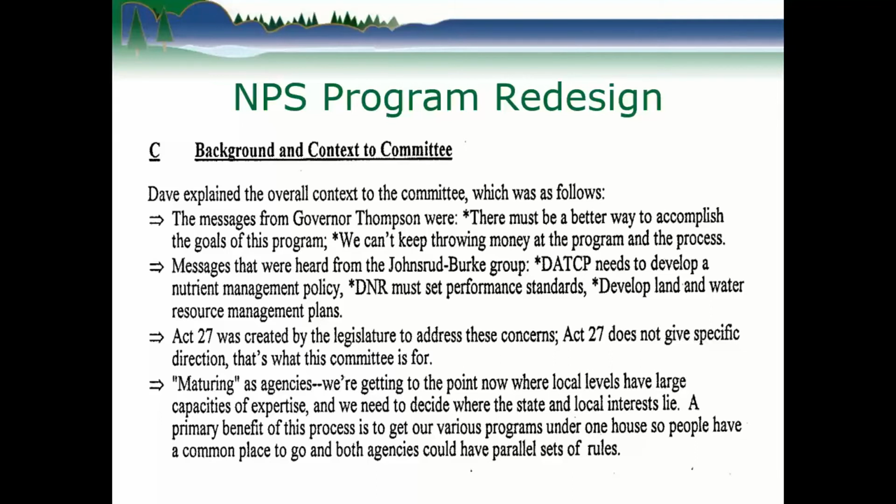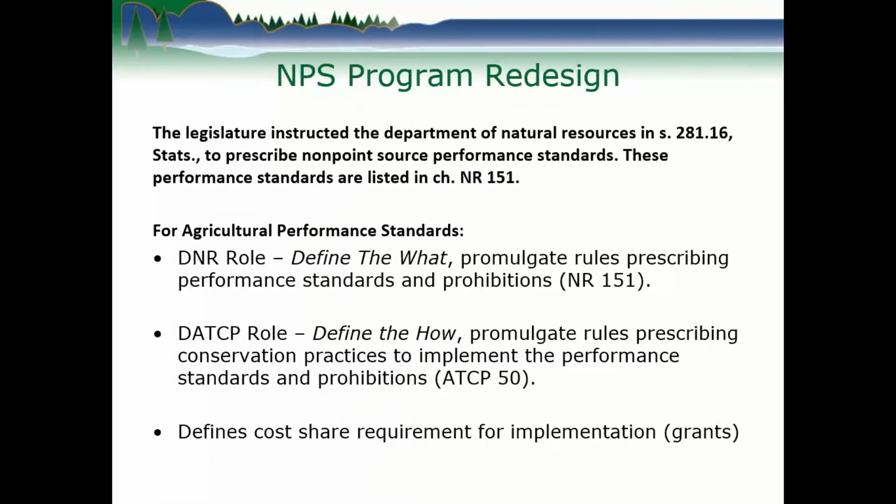This took off in Legislative Act 27 to address these concerns, and it was this committee that took the lead in developing what became NR 151. Another point they were considering was that these agencies were maturing, and that we could do this at the local level, at the county level, more efficiently. That's a change from what the Priority Watershed Program was, which was more of a state-led program at that time. So you're starting to see this change to a more local-led implementation at the County Land Conservation Department level. So that's what was created.